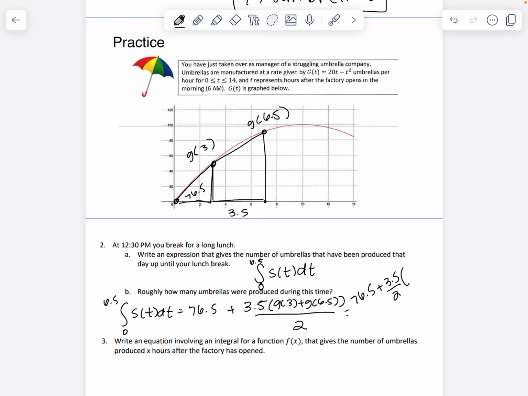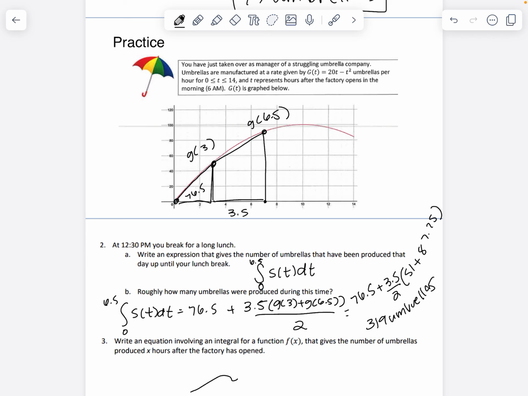So it'll be 20 times 3. Oh, we technically knew that from the last problem, that equals 51. So that's what g of 3 is. And then 20 times 6.5 minus 6.5 squared is 87.75. And if I now add all of that together, 3.5 times 51 plus this, if I put all of that together, I end up getting about 319 umbrellas.